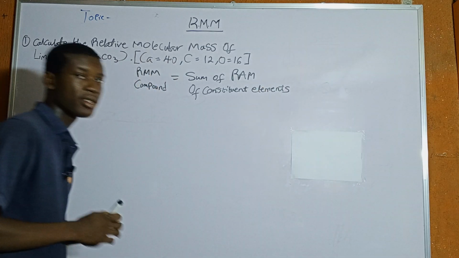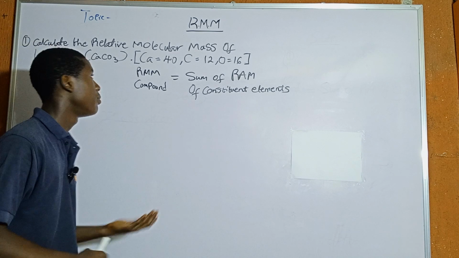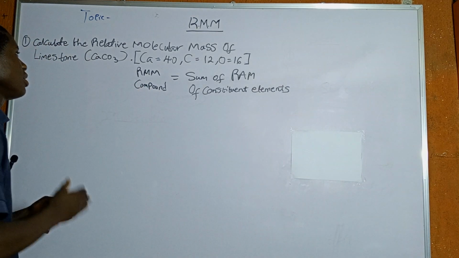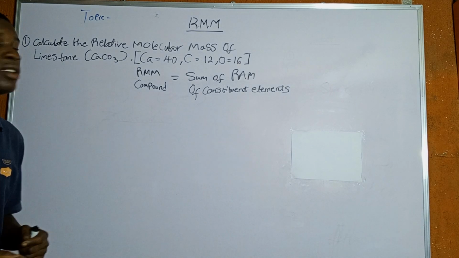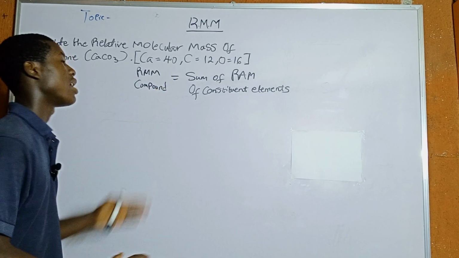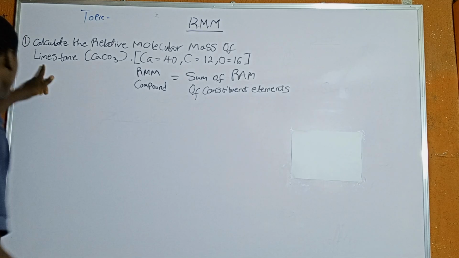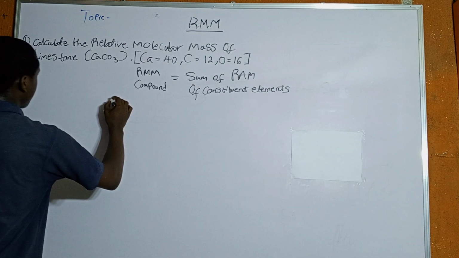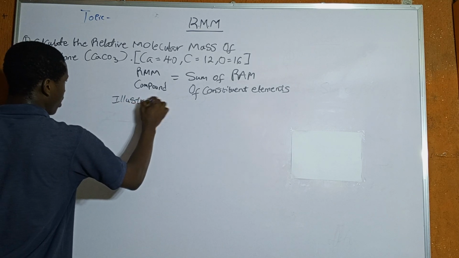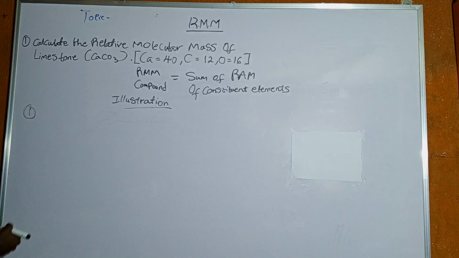Now, what are these constituent elements? The constituent elements are the elements that make up the compound, and the addition of their relative atomic mass, which is simply their mass number when you remove the grams, is equal to the sum of the total ones. Here we have a question, so let's quickly do an example. This is an illustration to see what I have been talking about.